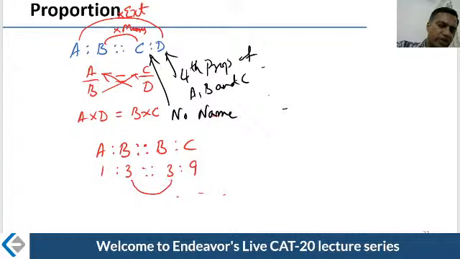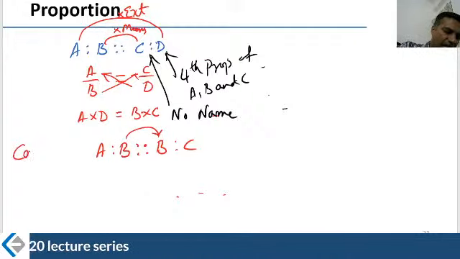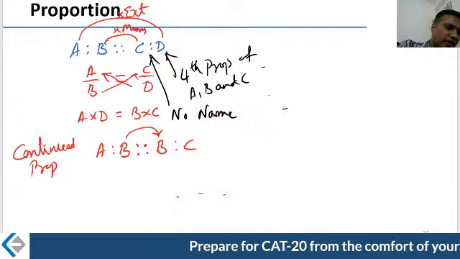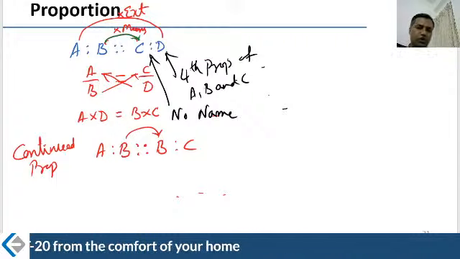Absolutely. What did you do? You repeated this number 3 again. Can I do that? Yes. This is called continued proportion. Continued, which means you stopped at B and you continued at B. Earlier, you stopped at B, but you started with C. But here it's a continued proportion. You continue with B. Fair enough.